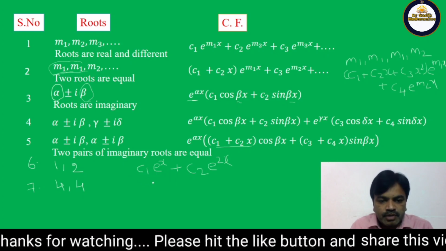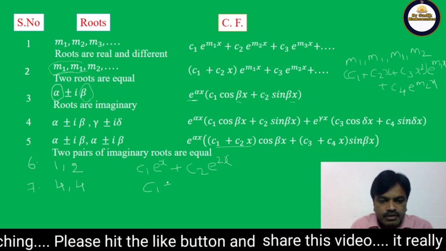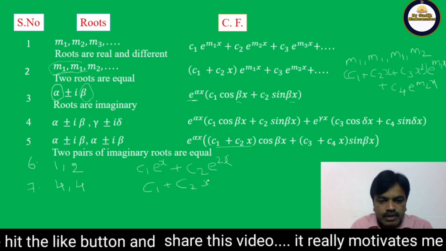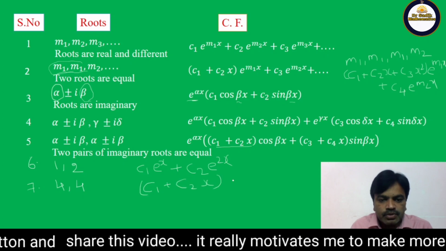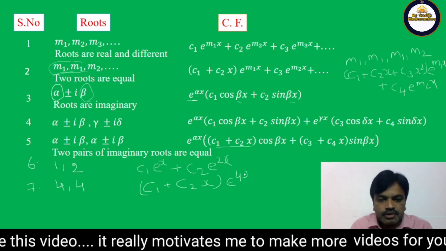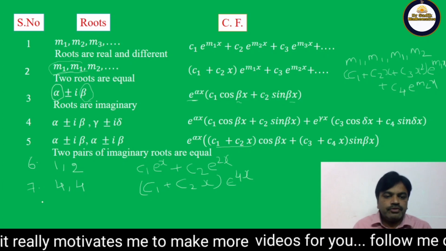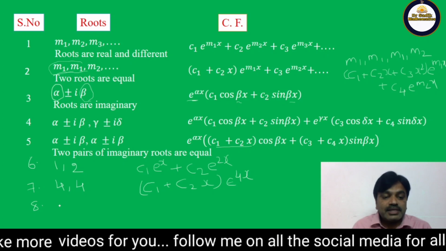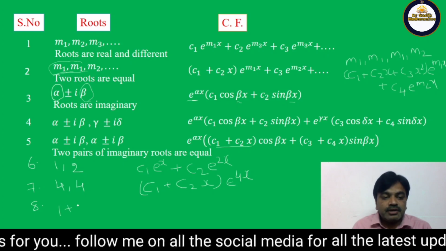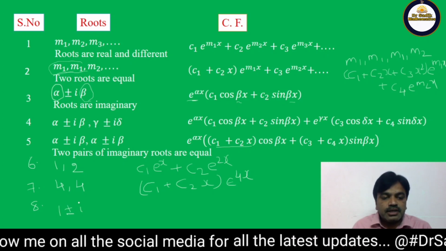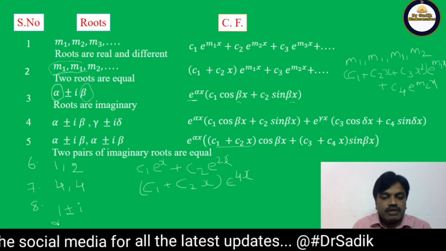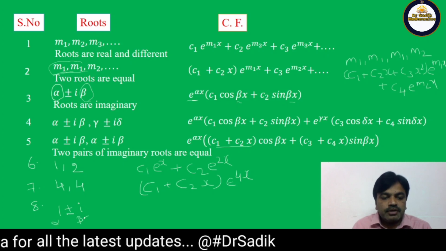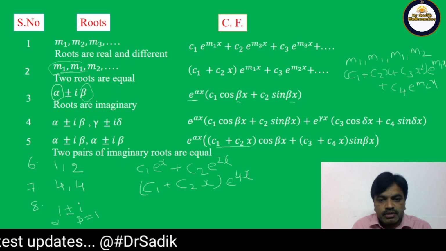Now tell me, friends: c1 plus c2x into e power 4x. Let us see one more example. If the roots are imaginary, say 1 plus or minus i. What is the alpha value? Alpha value is 1. Beta value is also 1. So what is our formula?